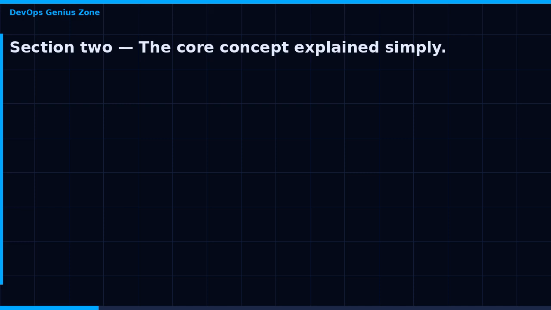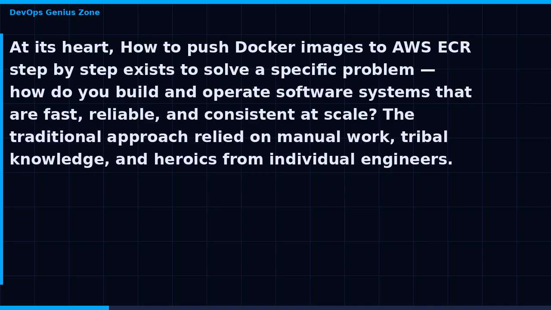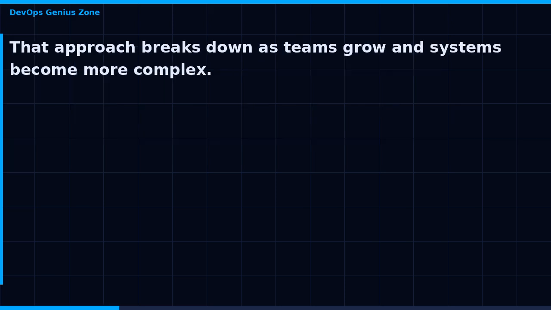Section 2: The core concept explained simply. At its heart, how to push Docker images to AWS ECR step by step exists to solve a specific problem. How do you build and operate software systems that are fast, reliable, and consistent at scale? The traditional approach relied on manual work, tribal knowledge, and heroics from individual engineers. That approach breaks down as teams grow and systems become more complex.